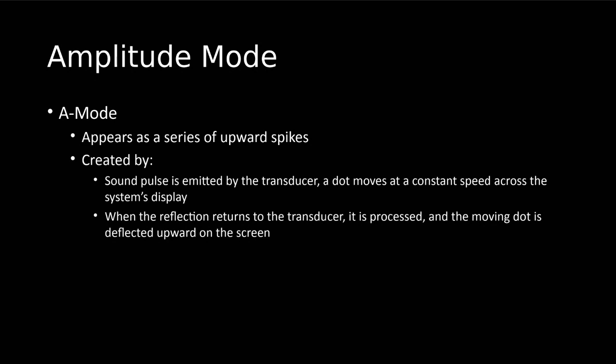So when we have our sound pulse that's sent in from the transducer, a very primitive, very basic dot is going to move at a constant speed across the entire display screen, very similar to that spectral analysis when we're Dopplering something. And then when we have those returned back from the body, it's going to be the same thing. We're still going to have a moving dot, but now that moving dot is representing those upward spikes, right? A series of upward spikes on the display screen.